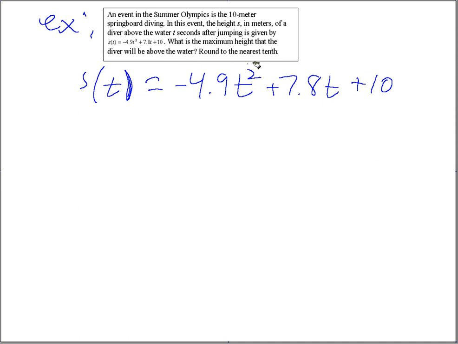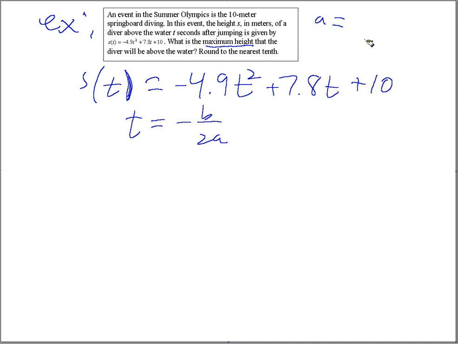Well, no big deal again. Maximum height, again, max means maximum. So that means we're finding the y-coordinate of the vertex, once again, max height, height being S. So again, first find the x-coordinate. In other words, find t, find the time when the diver will be at that max height. So t is going to be negative b over 2a.